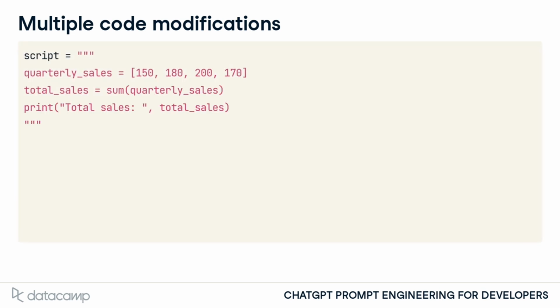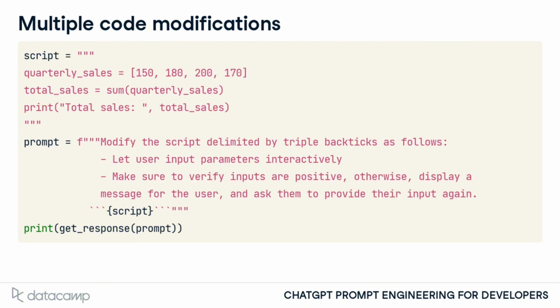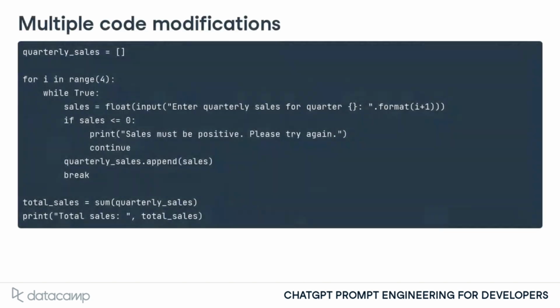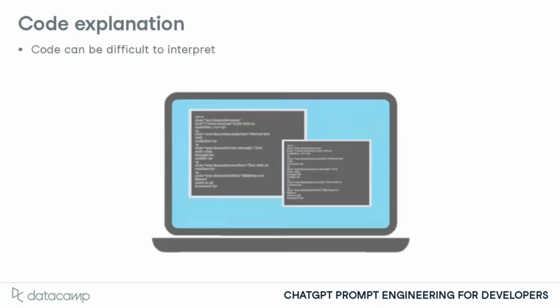Using the same script we had, we can ask the model to allow users to input parameters interactively and test if they are positive, returning an error message if they are not. The model makes the necessary changes. The code now takes 4 inputs interactively, displays an error message for negative values, and computes the total sales.